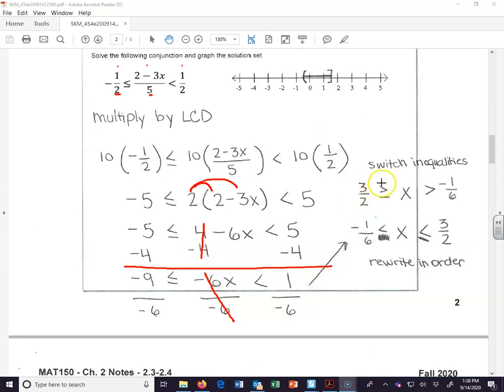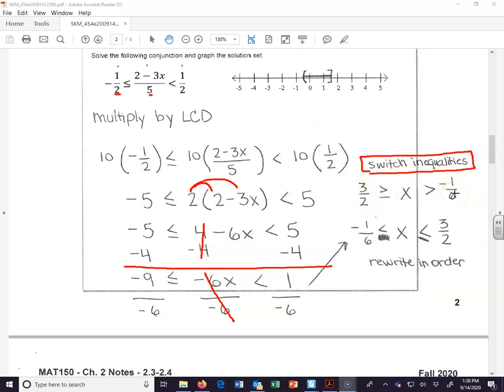Remember, anytime we divide by a negative, we've got to switch those inequalities, turn them around. So the less than or equal to becomes a greater than or equal to. This less than becomes a greater than. So now we have 3/2 is greater than or equal to x greater than -1/6.